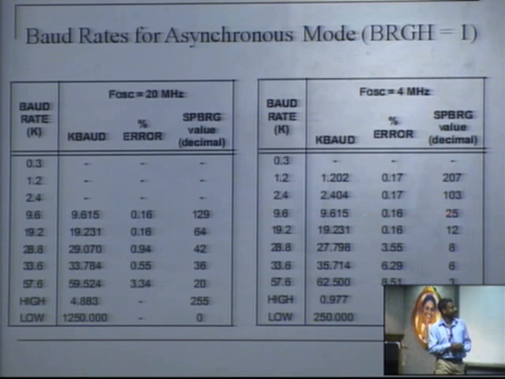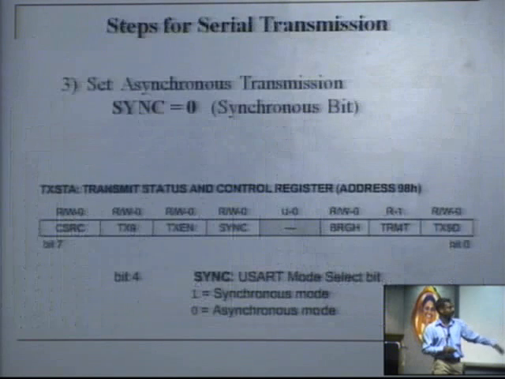So if you are seeing what is the value that is to be moved to SPBRG, that is 25. From this table you can find. So sometimes I need to change the baud rate to 2400. So what you will do? 2.4, it is 103. So from this table you can find the baud rate directly, or the decimal value that has to be passed to SPBRG. All these are decimal values, not hexadecimal. So now you had set your baud rate.